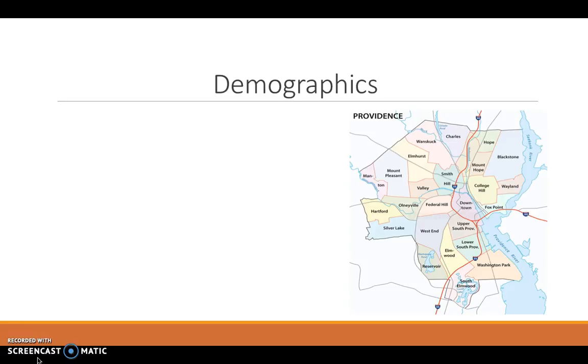The chosen community for this health needs assessment is Providence, Rhode Island. As of July 2016, the population of Providence is nearly 200,000 people. Providence is the capital of the state of Rhode Island and has the largest population. It is considered one of the oldest states in the U.S. as it was founded in 1636 by Roger Williams.